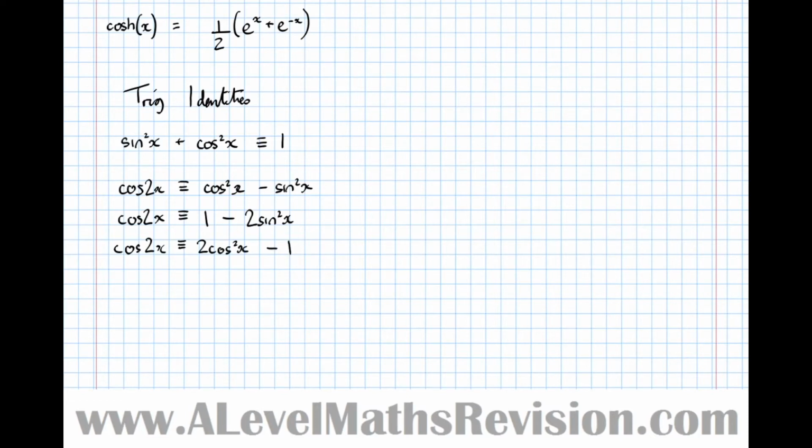Now all of these you need to know for single maths. And finally, sine of 2x is identical to 2 sine x cos x. So they're all the trig identities. And we're going to write alongside them the hyperbolic counterparts. So hyperbolic identities.